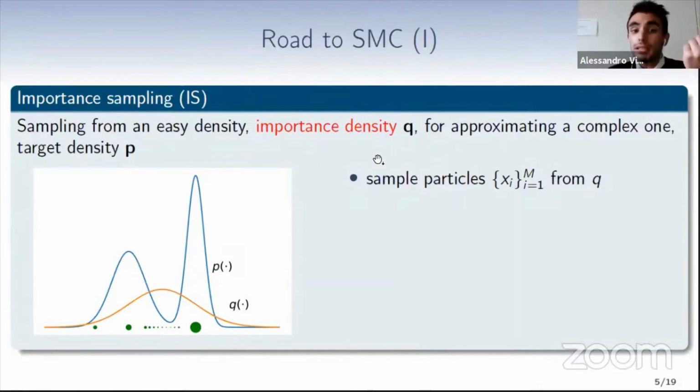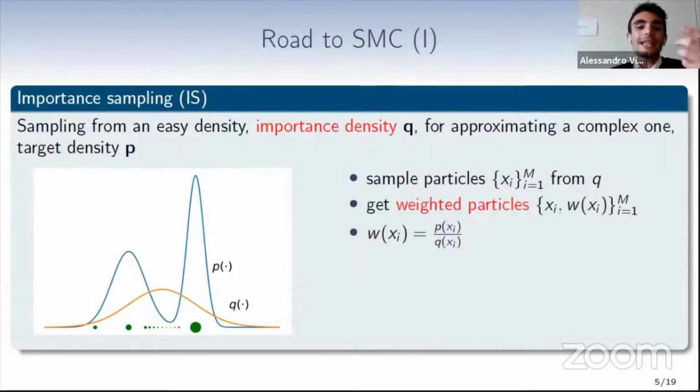That is called the importance density, because from Q we sample some independent particles and then we import them in P for approximating P. But due to the fact that we are using samples that come from a different distribution, we have to fill the gap using some weights. So what we get are weighted particles. And here in the picture, we can see, for example, that the particles that are sampled from Q have different marker sizes, and the marker size is proportional to the weight of the particle.